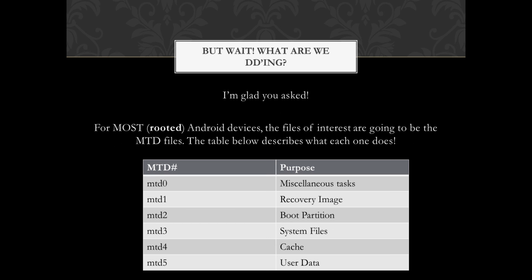Okay, and then you're probably asking yourselves, well, what are we going to be DDing? Well, in Android phones, they have something called memory technology devices, the MTD files, and they've got all the interesting stuff you probably want to DD from your Android phone. They've got, as you can see from the list before, 0 through 5, and you want to probably image all of them, but I only went with 3 through 5 because it's where all the interesting stuff is going to be. There's not going to be a whole lot of stuff stored in the boot partition or the recovery image. Maybe something in miscellaneous tasks, but I really doubt it.